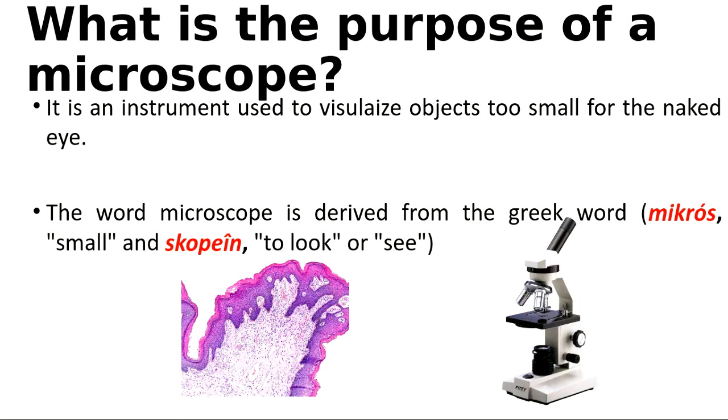What is the purpose of a microscope? To visualize objects, because some objects our eye can see, but some cannot be seen. That is why we use microscope. The word microscope is derived from the Greek words micros, means small, and scopein, means to see. So what you cannot see with your naked eye, you can see through the microscope.